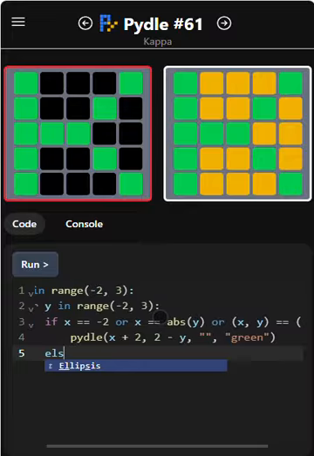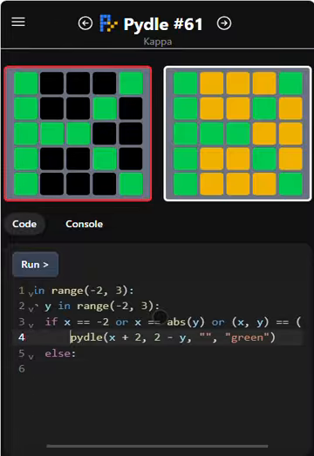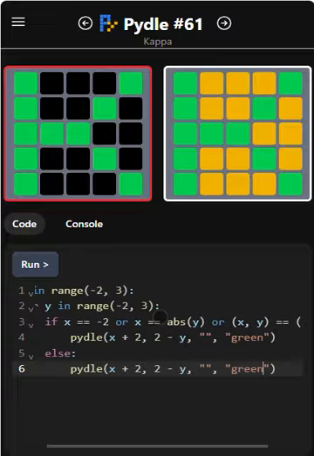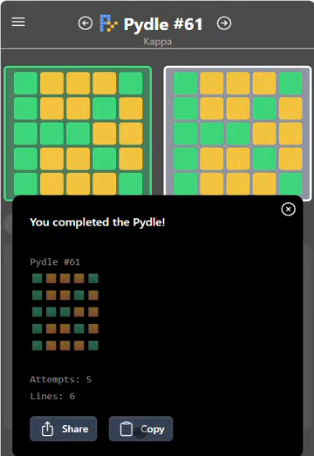And now we just have to do an else for the yellows. Okay. That's our Pydle done.